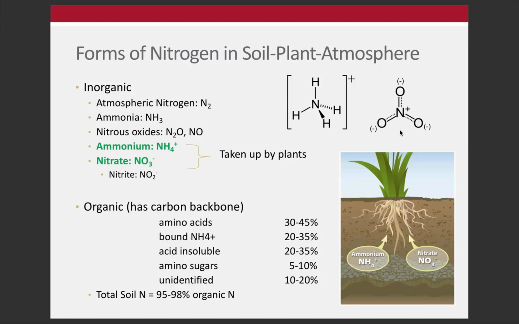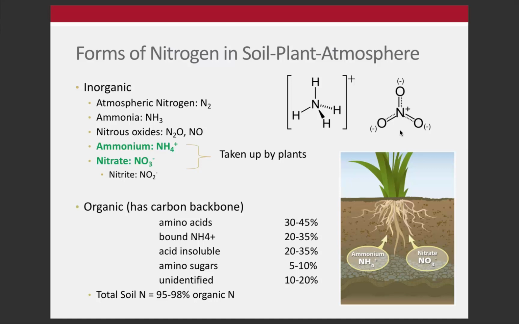Plants take up other forms of nitrogen. They take up ammonia directly. They take up simple, low molecular weight, dissolved organic nitrogen compounds. There are a number of different ways, depending on the species and the environment. But without a doubt, the two forms of nitrogen that plants take up are ammonium and nitrate, and that's the reality. So that's the inorganic form.